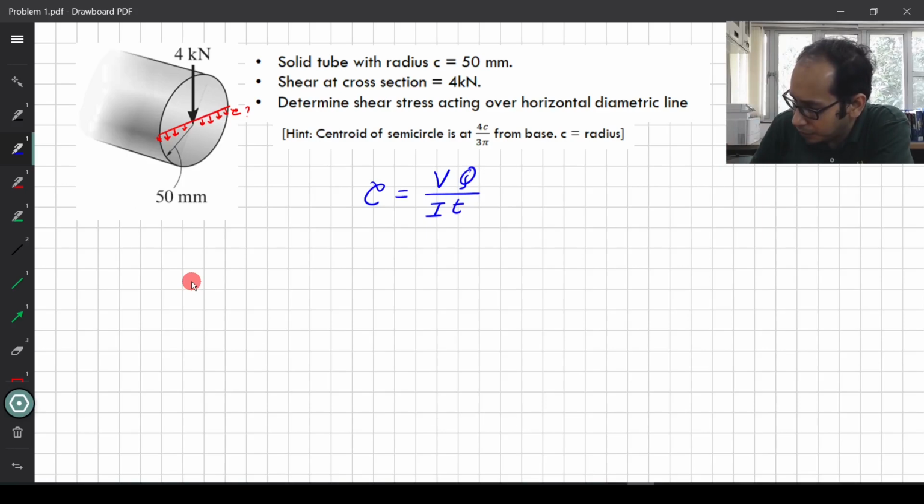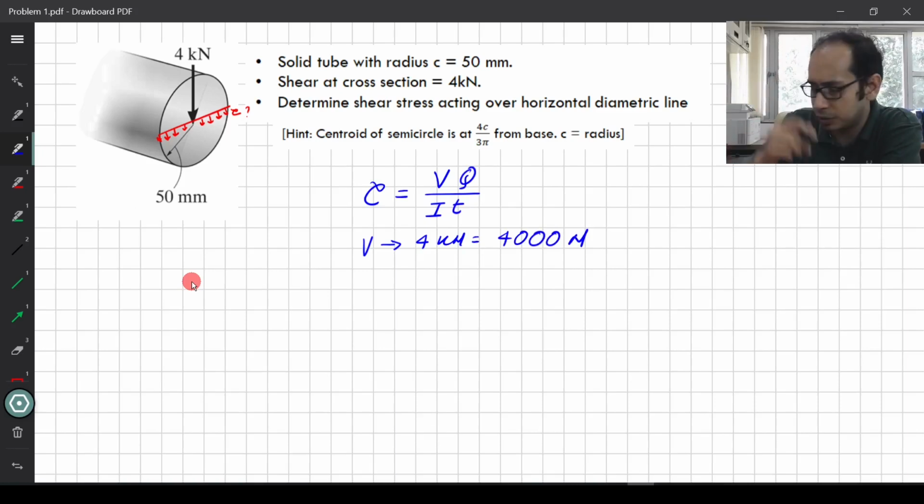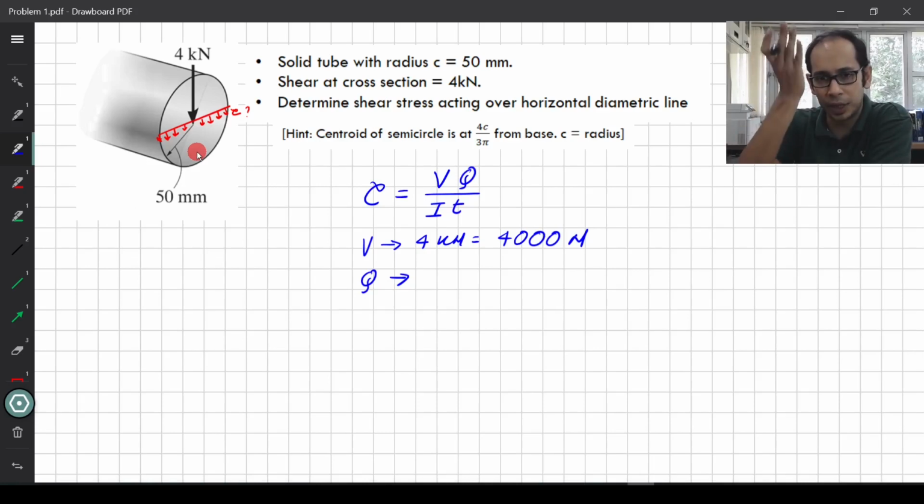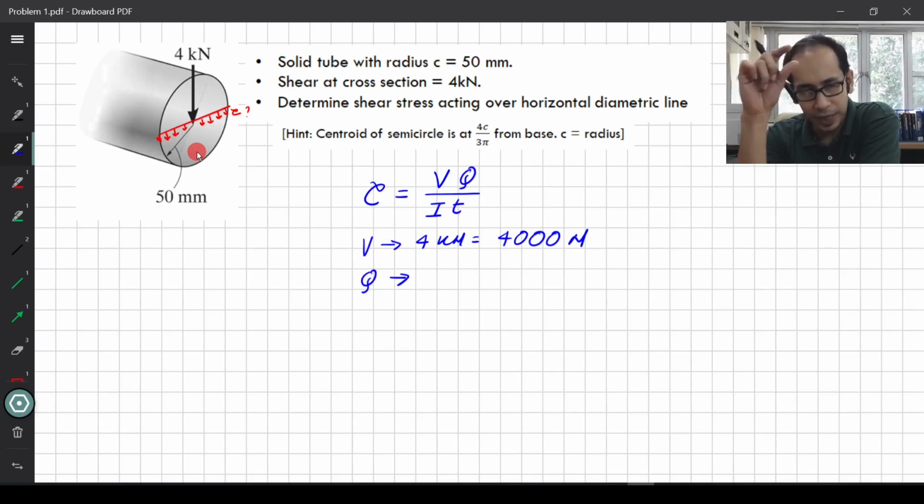In our case V is 4 kilonewton, so that is 4000 Newton. I'm writing in Newton and mm so that I get the stress in MPa at the end. Let's calculate Q. For Q we either consider this area and its centroid distance or the other one. It really doesn't matter here because it's circular and symmetric top to bottom. Q is the area of the chunk you're looking at, and the distance of the centroid of that chunk from the neutral axis.